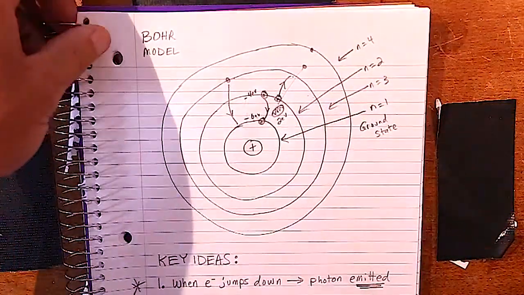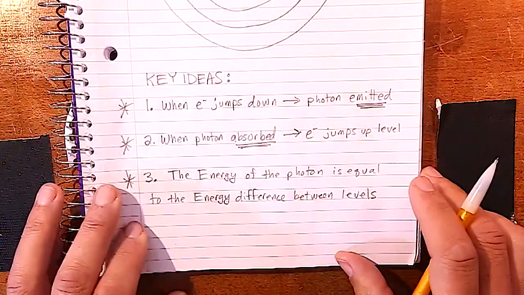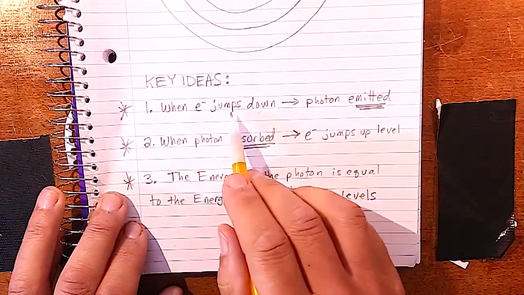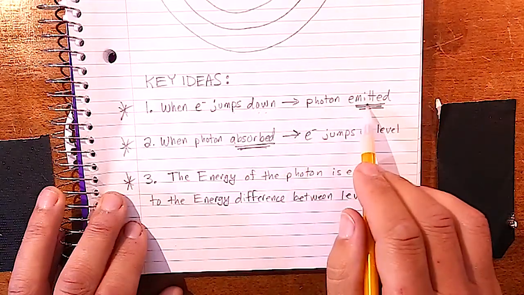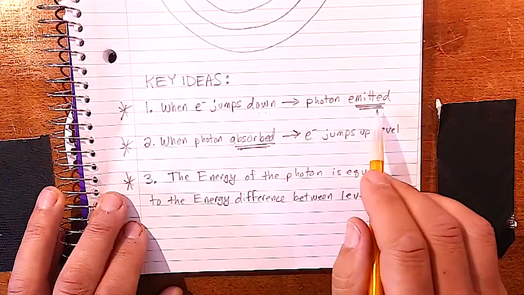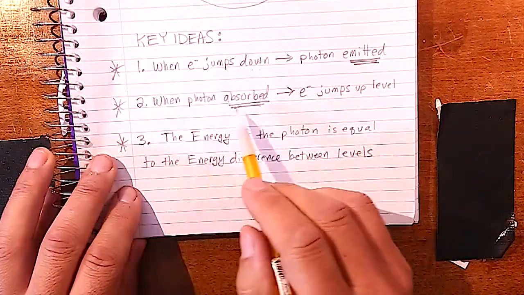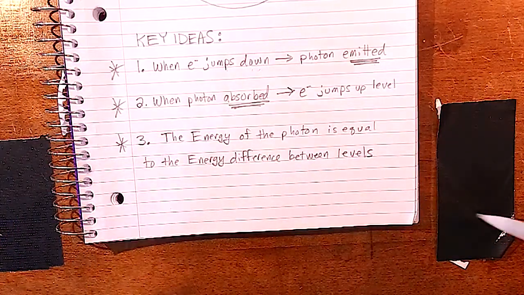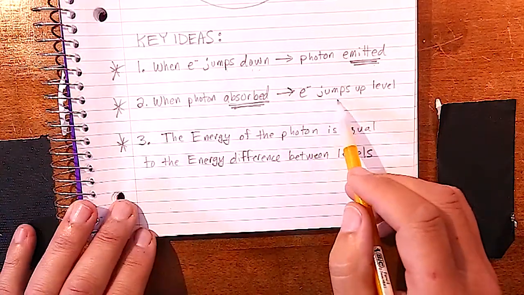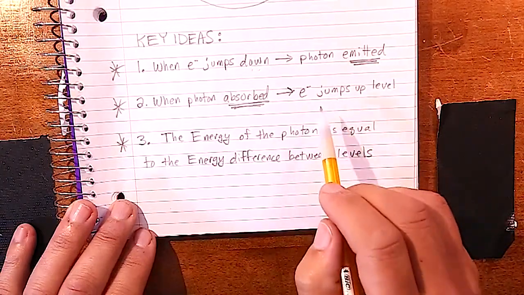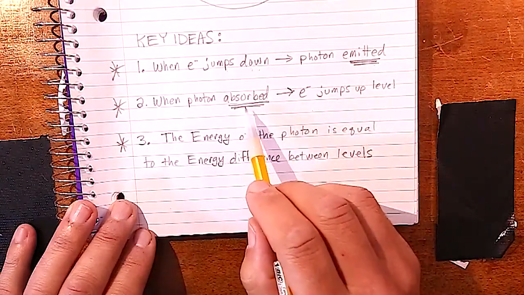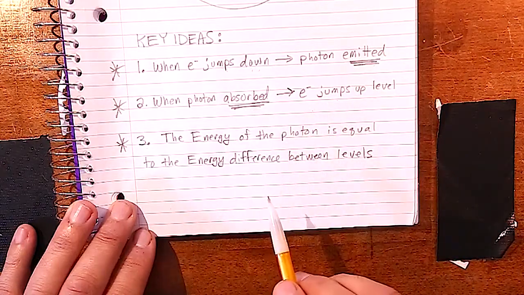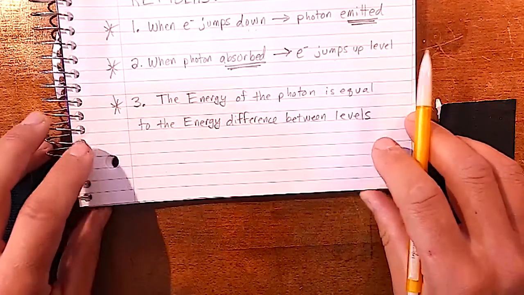So what are the key ideas? The key ideas are this. Number one, when an electron jumps down, we're talking about down a level, a photon is emitted. That's emission. That means given off. When a photon is absorbed, that means the electron takes a photon into it. The electron will jump up a level. Now, this will only happen if the absorbed photon is equal to the energy between the levels. And I'll give you some examples with numbers of that next.